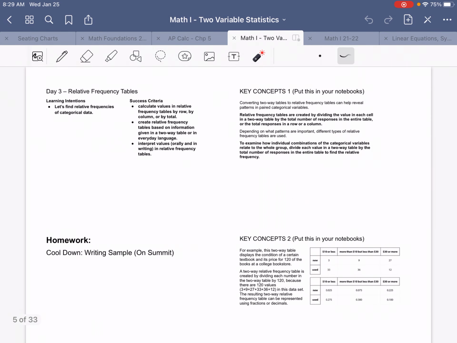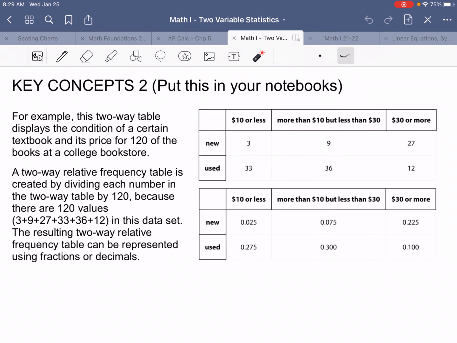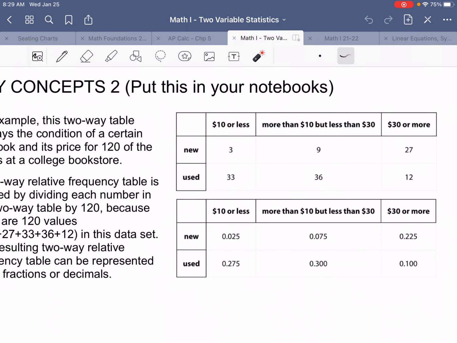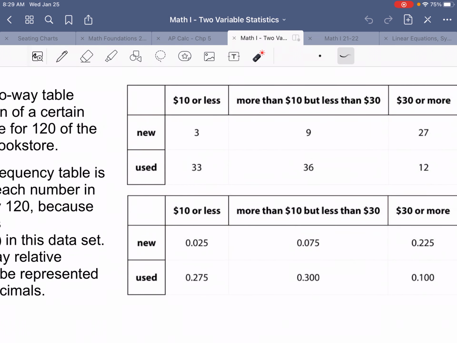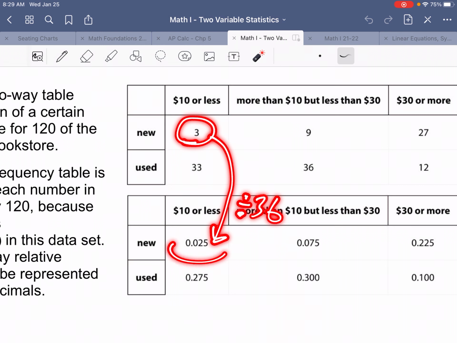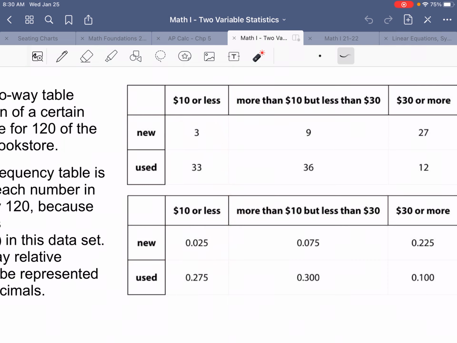Another way that you can do relative frequency tables is to look at the total of $10 or less. If we look at this, the total of $10 or less is 36. What we could do then is take this number and divide by 36, and whatever this number ends up being is the percent of the $10 or less category that's new.